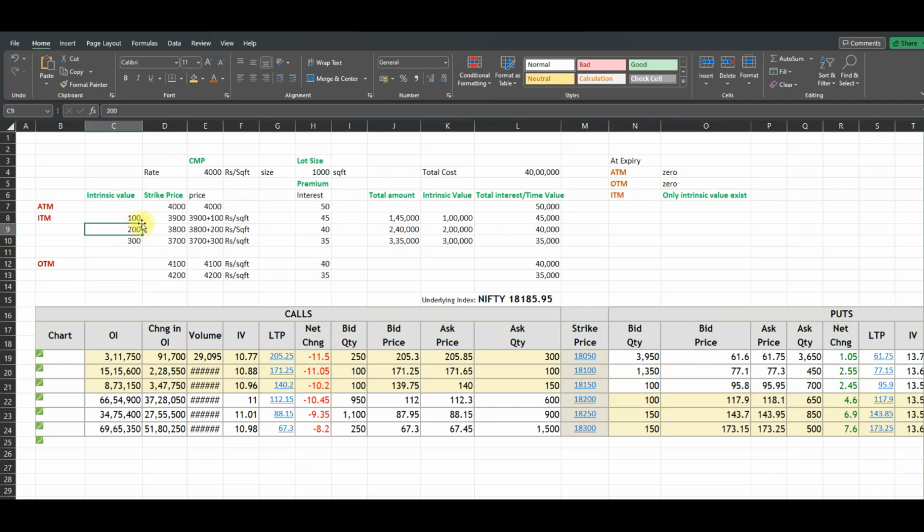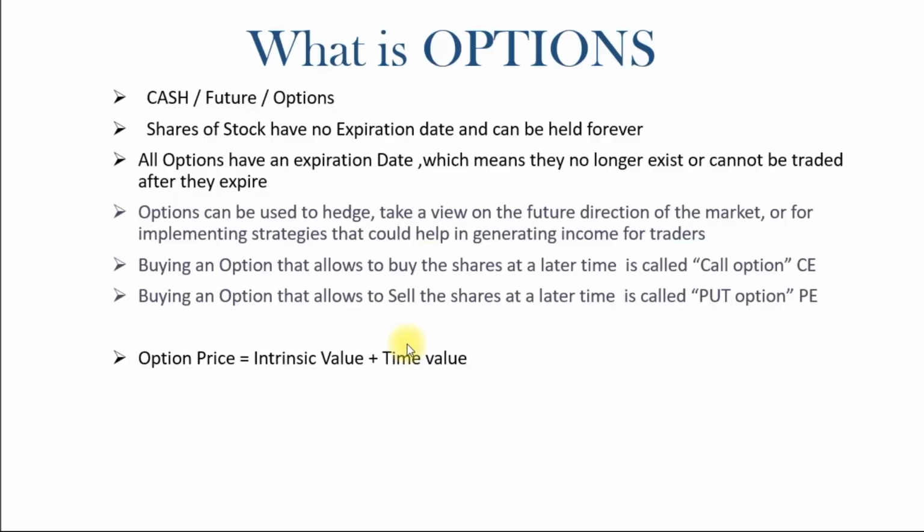When it comes to ITM, the interest will become 0, but the intrinsic value will remain. We will see in detail what we have learned till now.